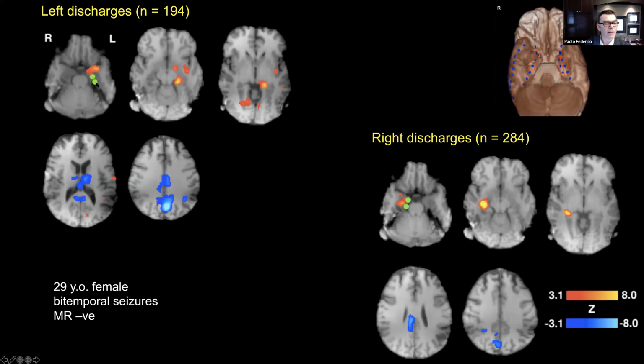The green dots indicate the location of the discharges, and here we see very localized activation to the actively spiking contacts in the left and right side. And I won't discuss these other activation patterns for now. But this isn't the response that we've seen for most patients with mesiotemporal discharges.